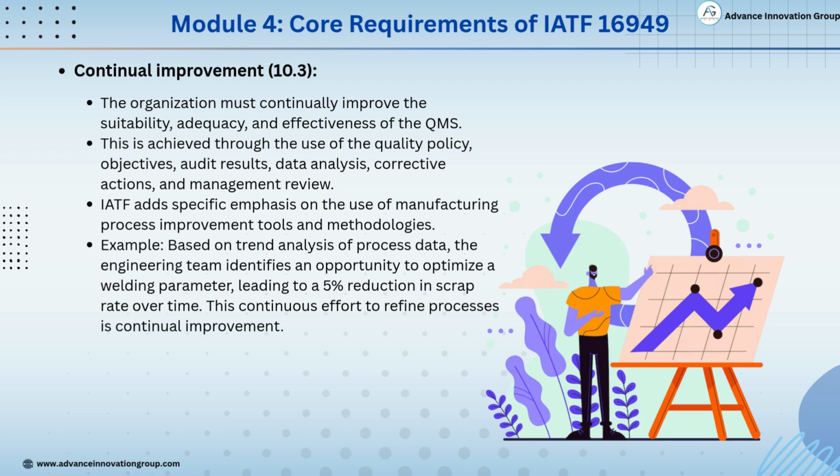Example: let's say the engineering team notices a trend in process data. They find an opportunity to optimize a welding parameter. This leads to a 5% reduction in scrap rate over time. This continuous effort to tweak and enhance processes is what we call continual improvement.